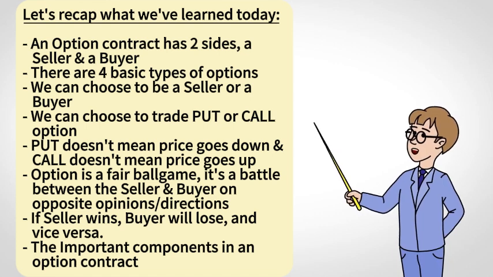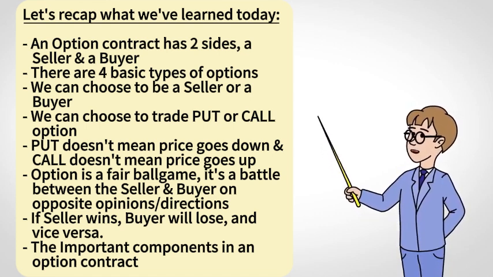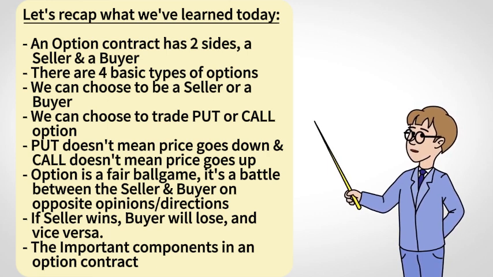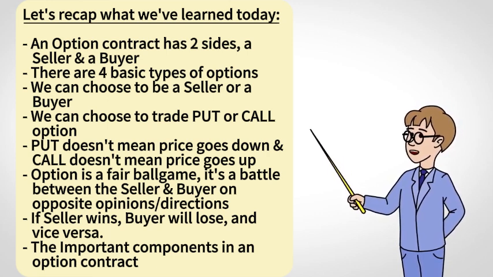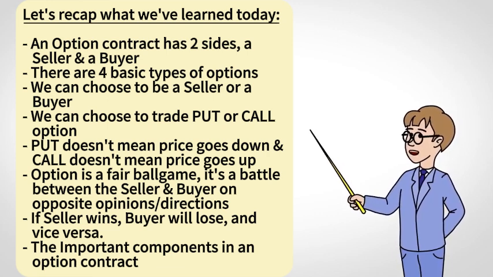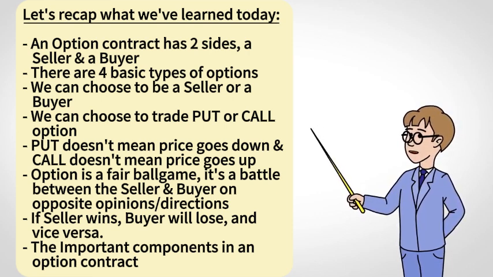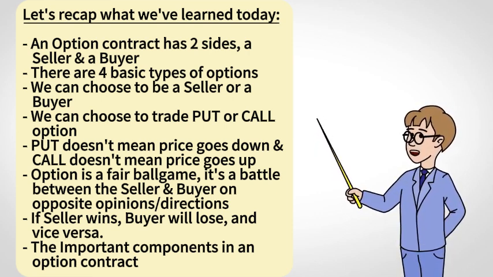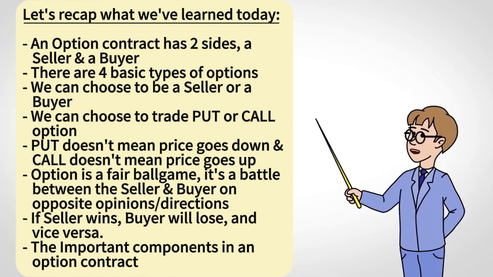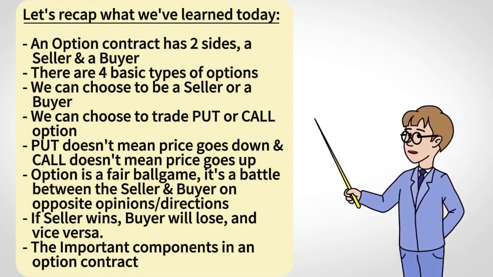Well, let's recap what we've learned today. An option contract has two sides, a seller and a buyer. There are 4 basic types of options. We can choose to be a seller or a buyer. We can choose to trade put or call option. Put doesn't mean price goes down and call doesn't mean price goes up. Option is a fair ball game. It's a battle between the seller and buyer on opposite directions. If seller wins, buyer will lose, and vice versa. And finally, the important components in an option contract.